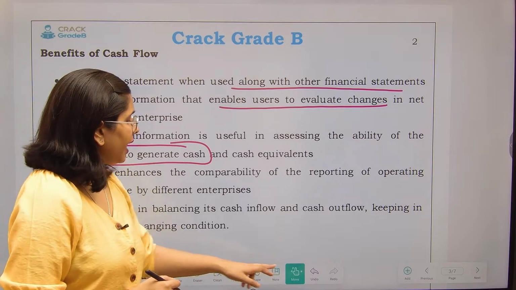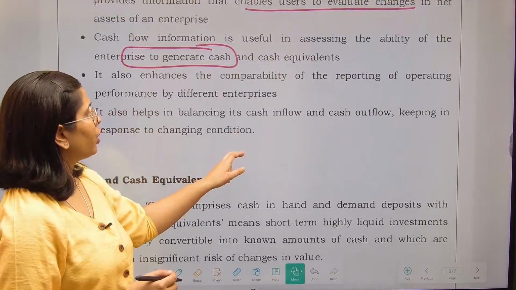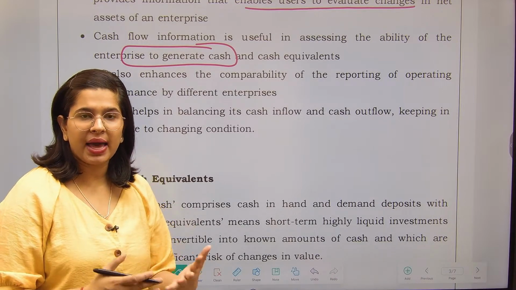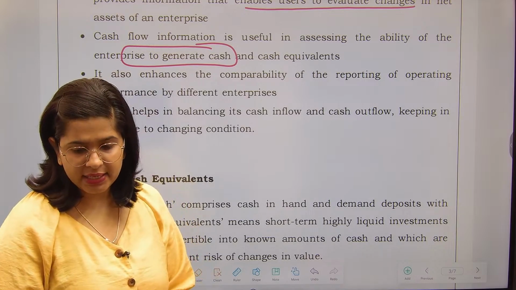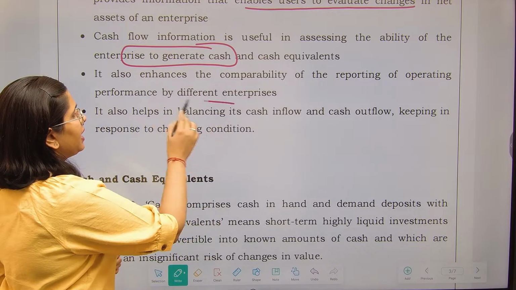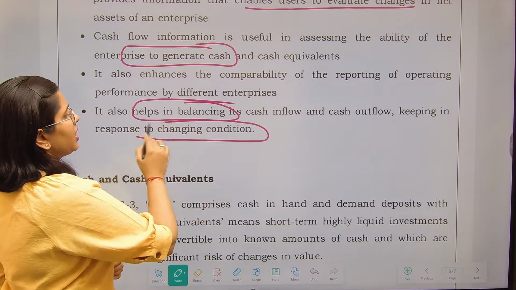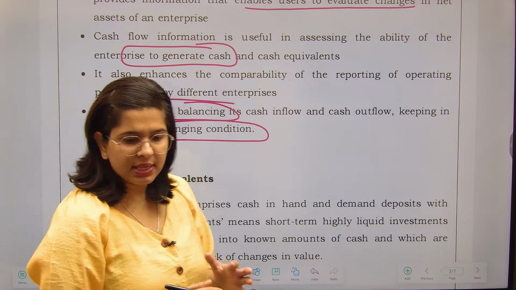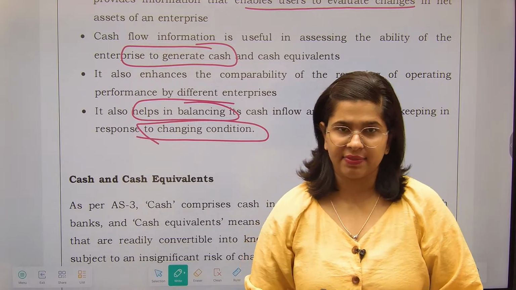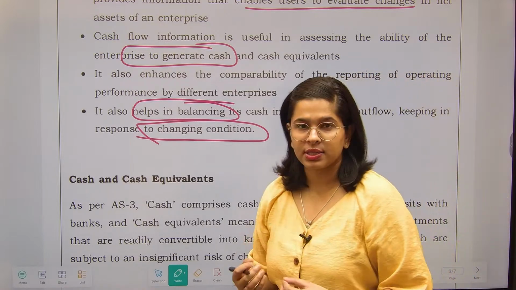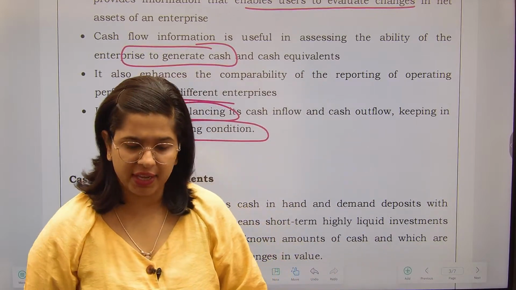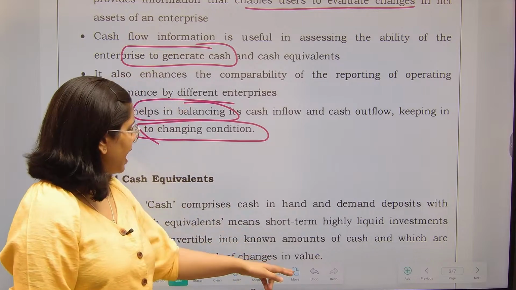After that, it helps in the comparability of reporting of operating performance by different enterprises. So it also helps in comparison with so many enterprises. And lastly, it also helps in adapting to changing conditions. Suppose I am not earning much from my operating activities, then I would like to know the causes and I would like to rectify them. So it also helps in the rectification. Now all those generic things have been done.